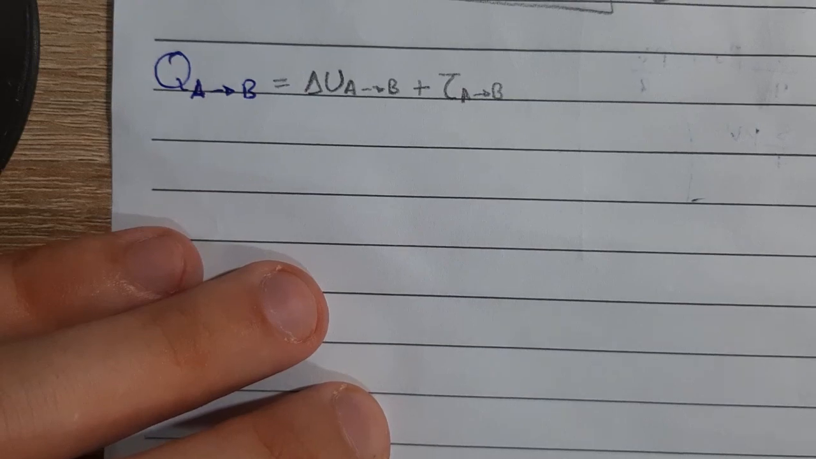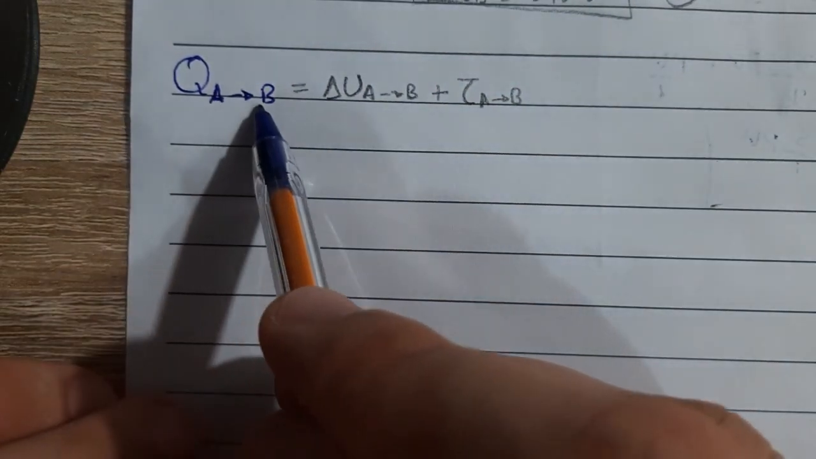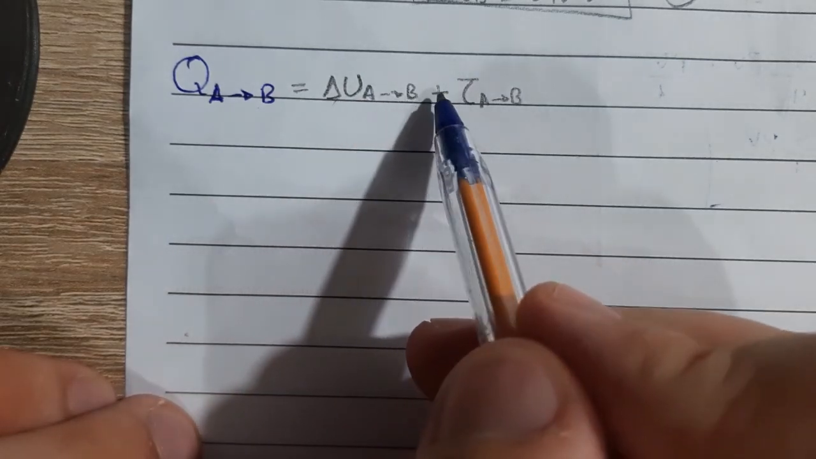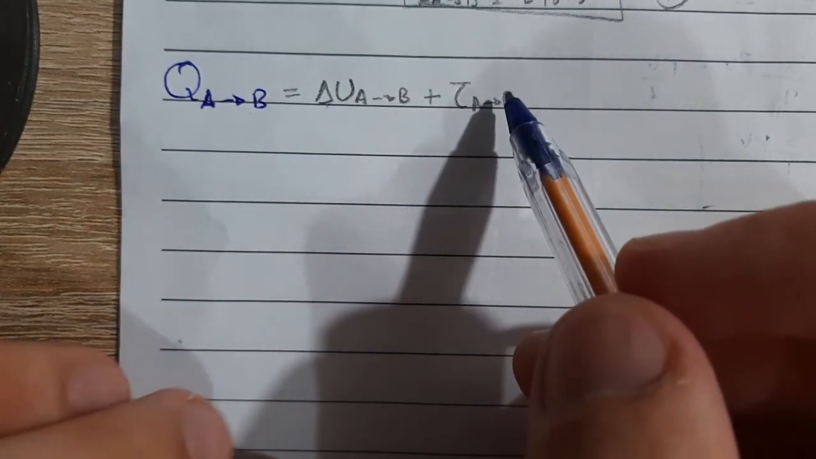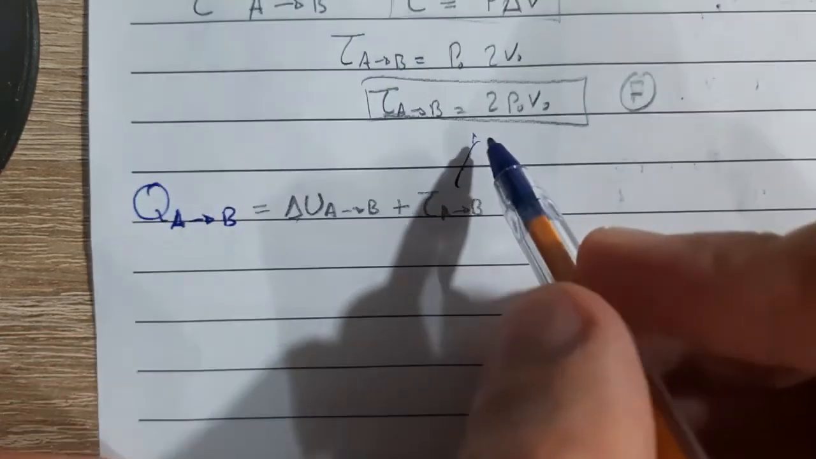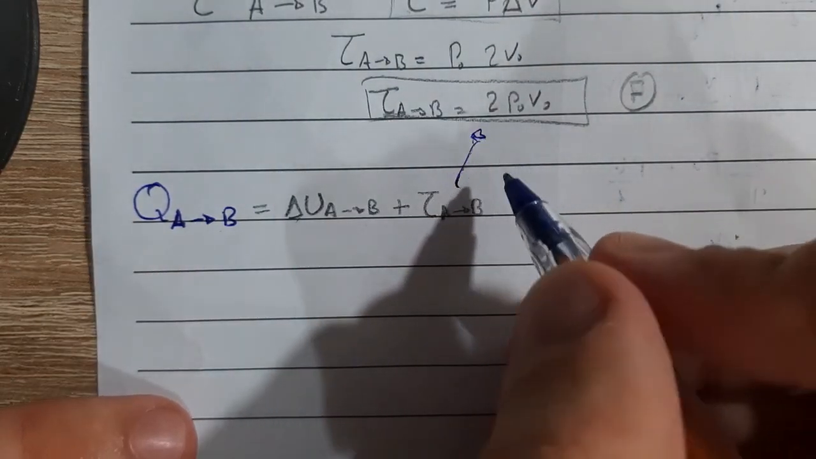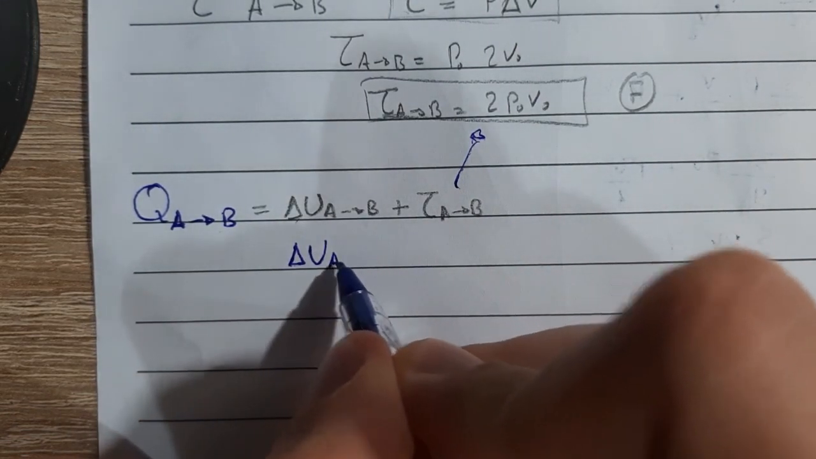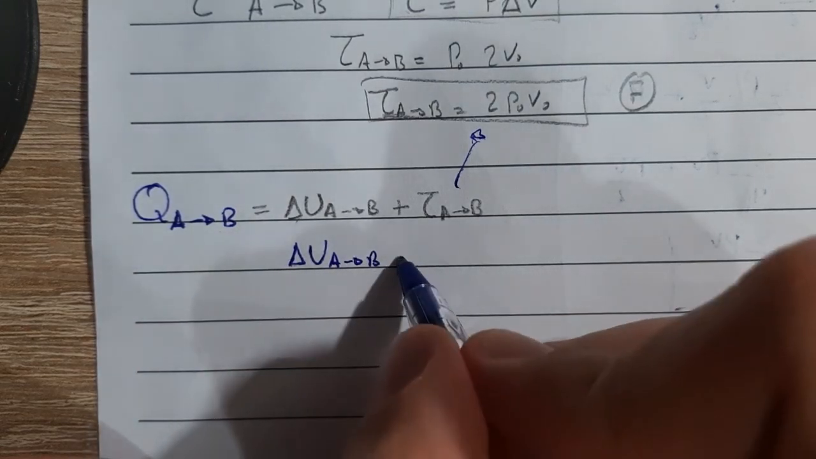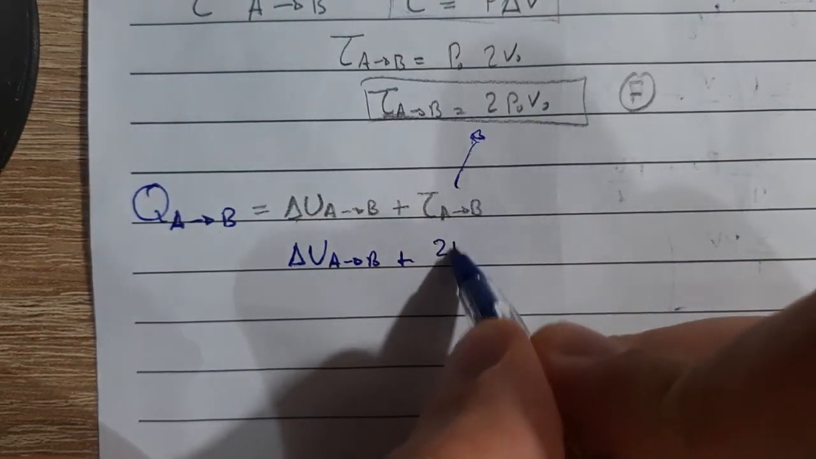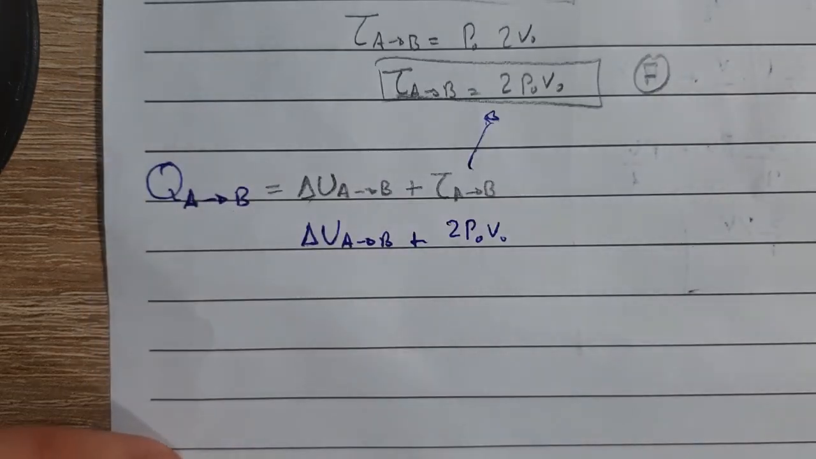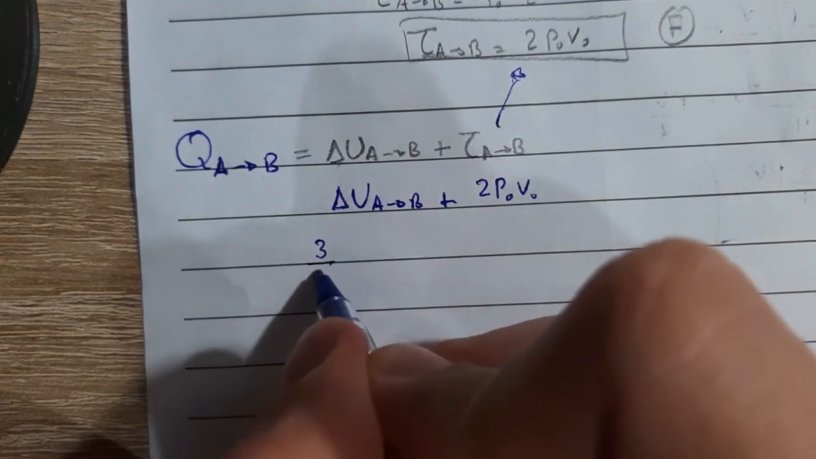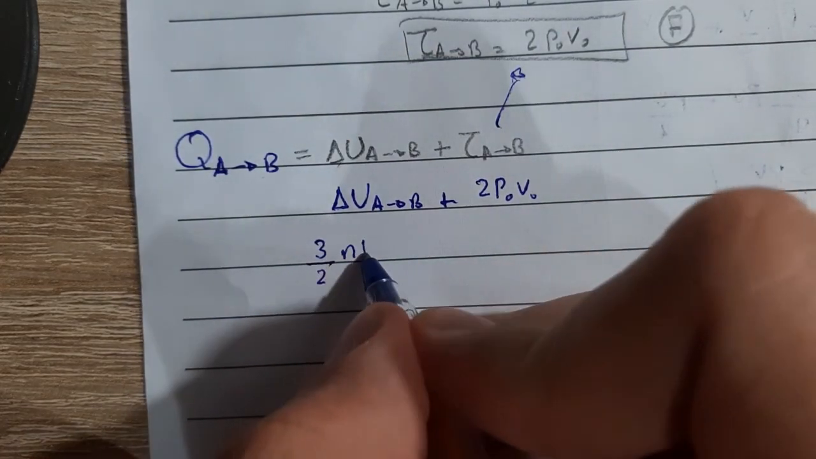So the heat from A to B, the heat it received, will be the internal energy plus the work from A to B. Remember the work we just found from A to B, we found it to be 2P0V0, right? So all we need to find now is the internal energy. How can we find the internal energy? Well, the internal energy is 3 divided by 2 nRT, right?